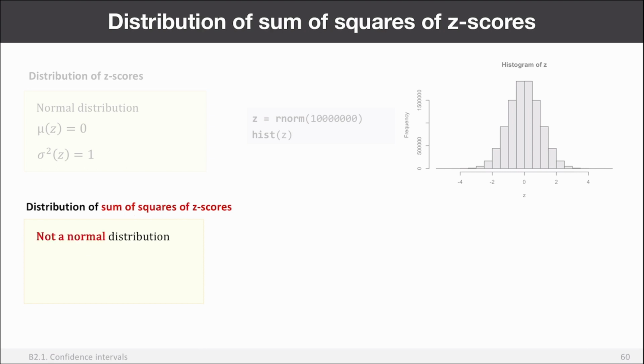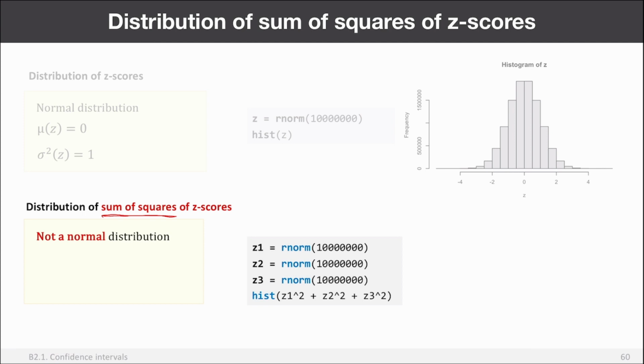But what if we think about sum of squares of z-scores? So remember, z-score is a distance. What if we take a sum of squared distances? In this case, it definitely will not be a normal distribution because we have a non-linear transformation, and we have no idea how it looks like. So let's discuss this situation.